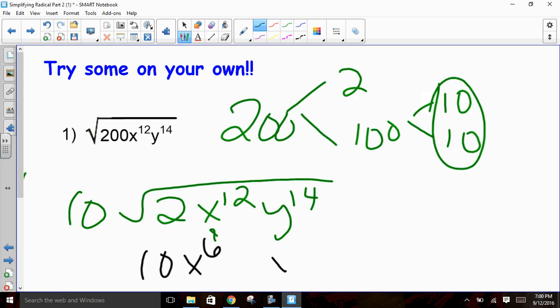Now think about your y's for a second. I want my y's in groups of 2, and I have 14 of them. Think of it as people. You have 14 people and you want to put them in groups of 2. How many groups will you have?